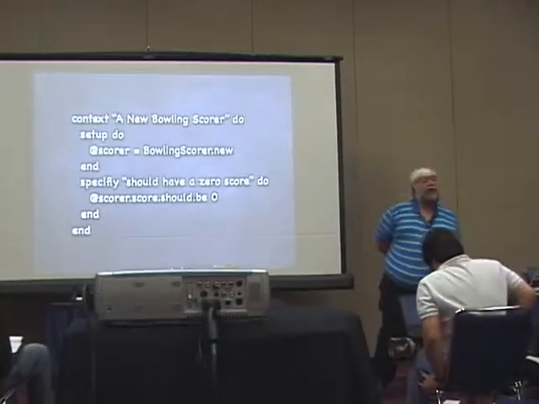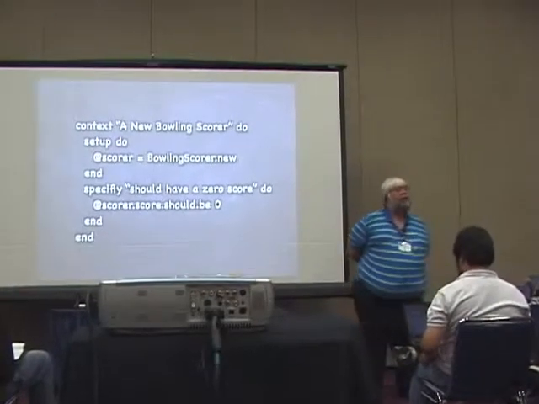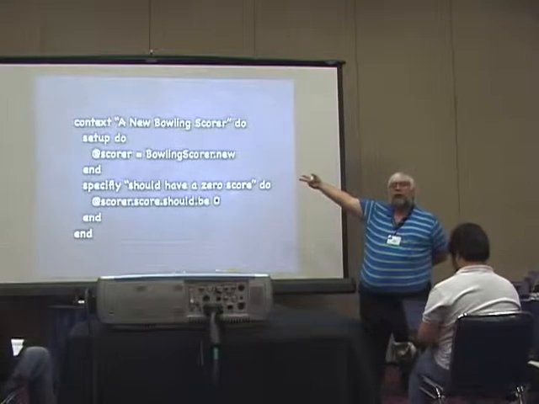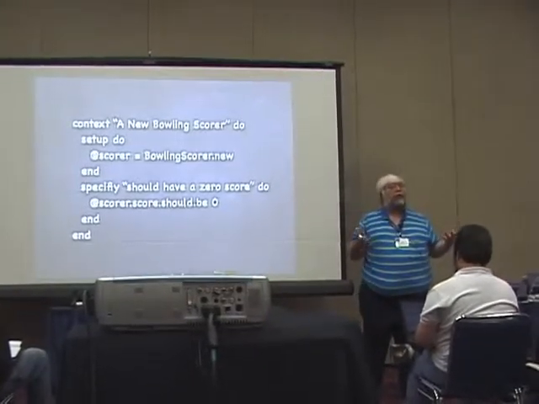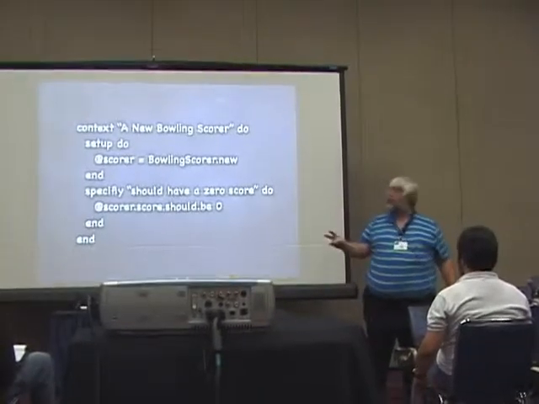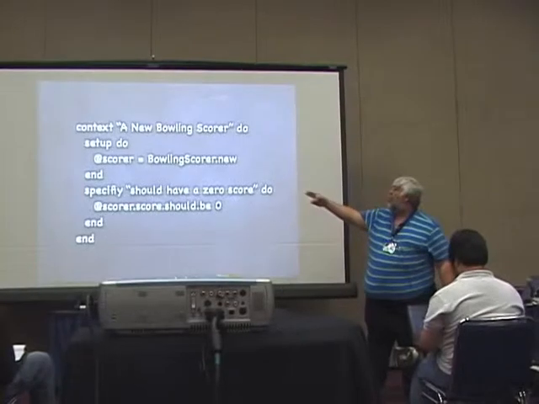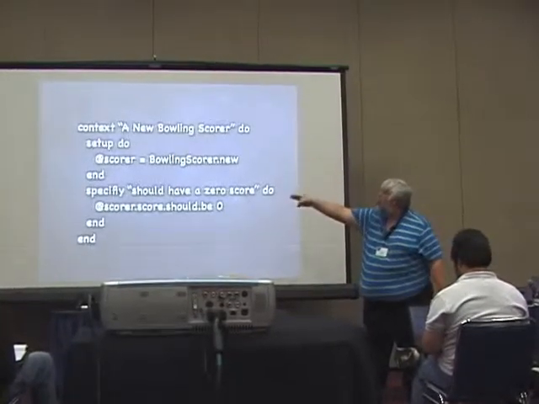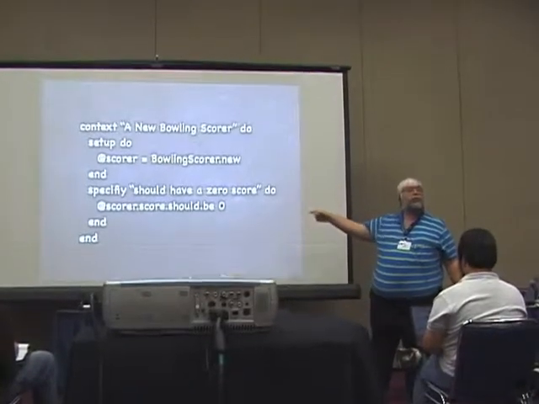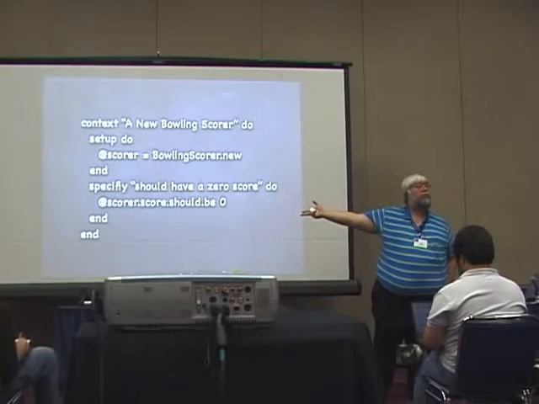You create a context called a new bowling scorer. And you give it a block, and within that block, you still have a setup section, and that creates the environment for the context. And then you have a bunch of specifications that come after that. In this context, then, a new bowling scorer should have a 0 score, and we assert that at score should be 0. Notice how it reads very nicely. It reads like a specification would.